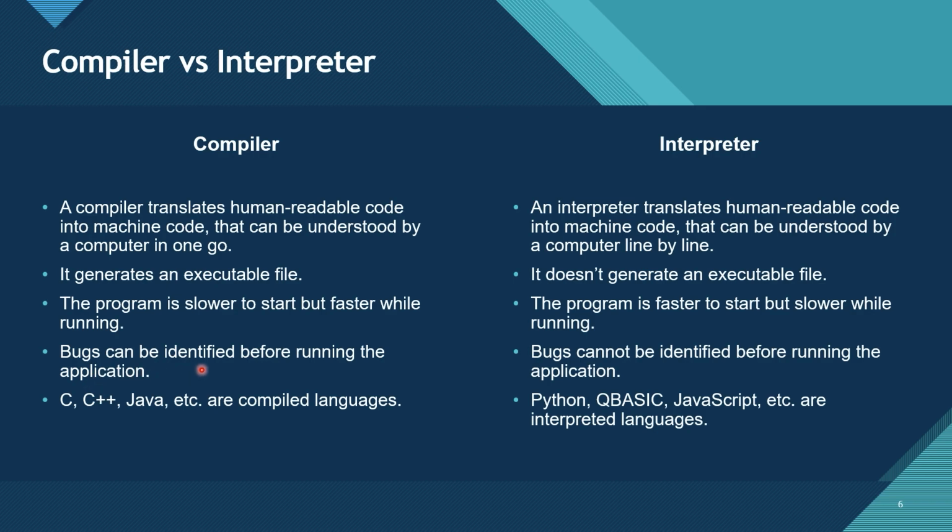As the compiler is translating every single line of code in one go, it can actually detect syntax errors or other types of errors present in a program before running the application. But an interpreter cannot do that. There are only a limited number of bugs you can identify before the program runs. So that's a disadvantage for the interpreter. Now C, C++, Java, etc. are all compiled languages, and some of the interpreted languages are Python, QBasic, and JavaScript.